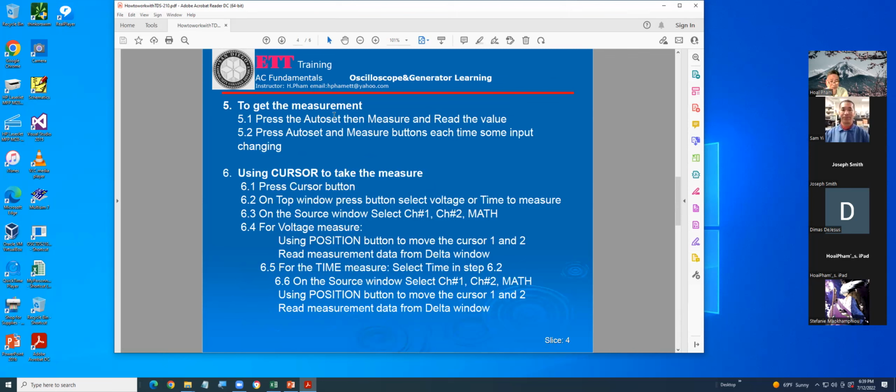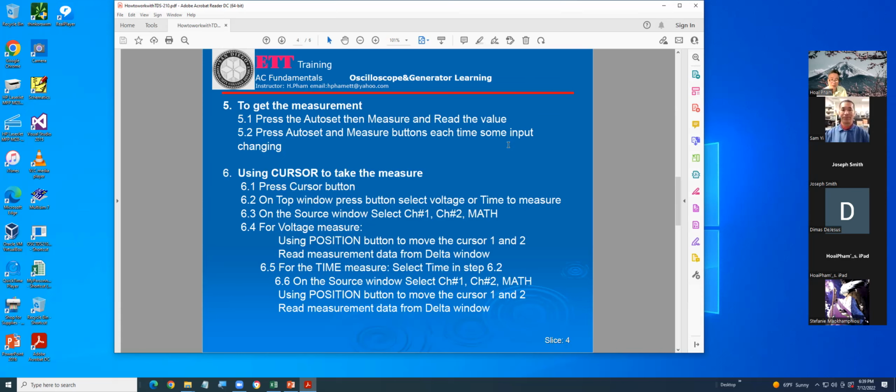To get the measurement, press auto set, then measure, and read the value. Okay, so basically, if you want frequency, you can get a frequency. You want V peak to peak, you can get V peak to peak. If you want VRMS, you set to measure VRMS, you get it. Okay, you don't have to do any calculation.